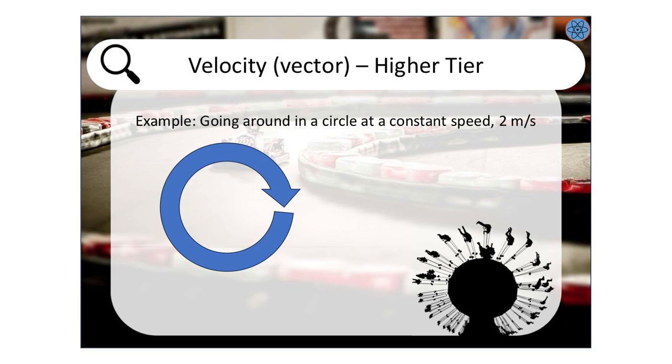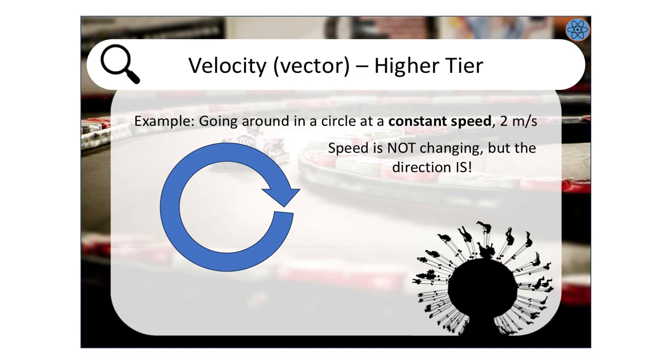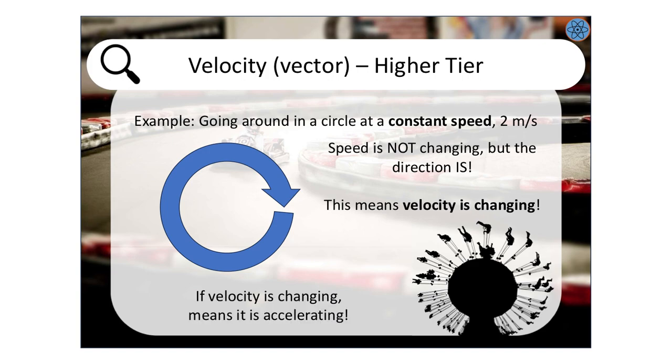For higher tier students, you also then need to know about this other difference. One other difference is if you keep your speed the same, so let's say 2 meters per second, but go around in a circle. So your speed is the same, it's constant, but you're changing your direction. And if you change your direction, officially, you're then changing your velocity, even if the speed is staying the same. So the speed is not changing when you go around in a circle, but the direction is. So we would officially say that the velocity is changing. And then in a future video, we'll find out a bit about acceleration. So if the velocity is changing, you are therefore accelerating. So when you go around in a circle, you're actually accelerating.